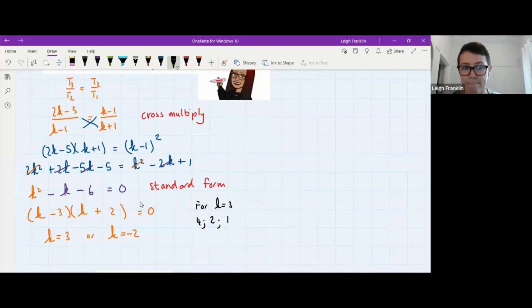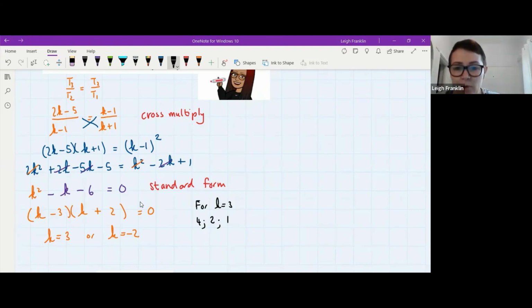4, 2, 1. 2 times 3 is 6, minus 5 would give us 1. So yes, it does make sense, because 2 over 4 is the same as 1 over 2. Okay, good, Jolene. I'm glad I'm making sense.